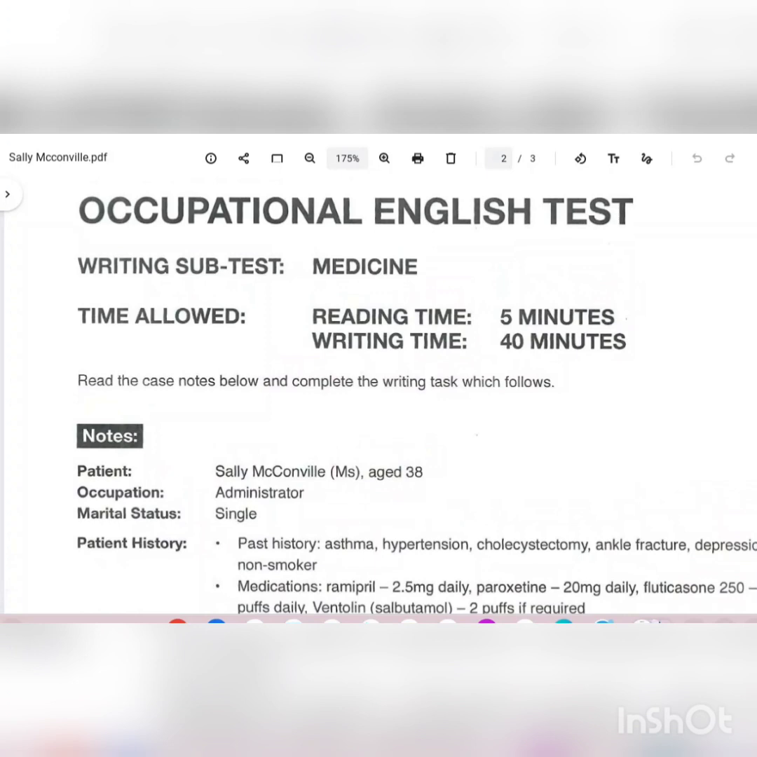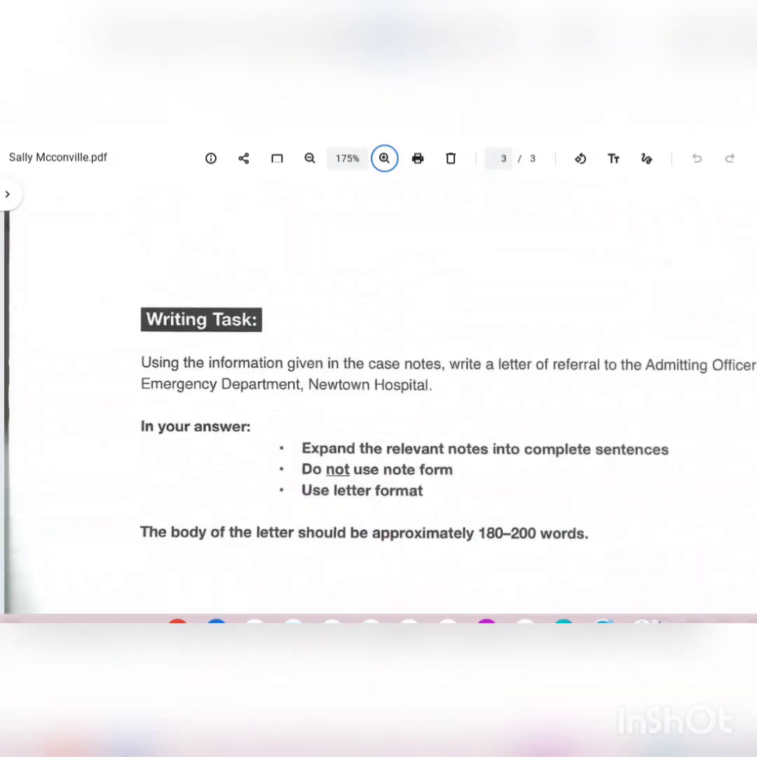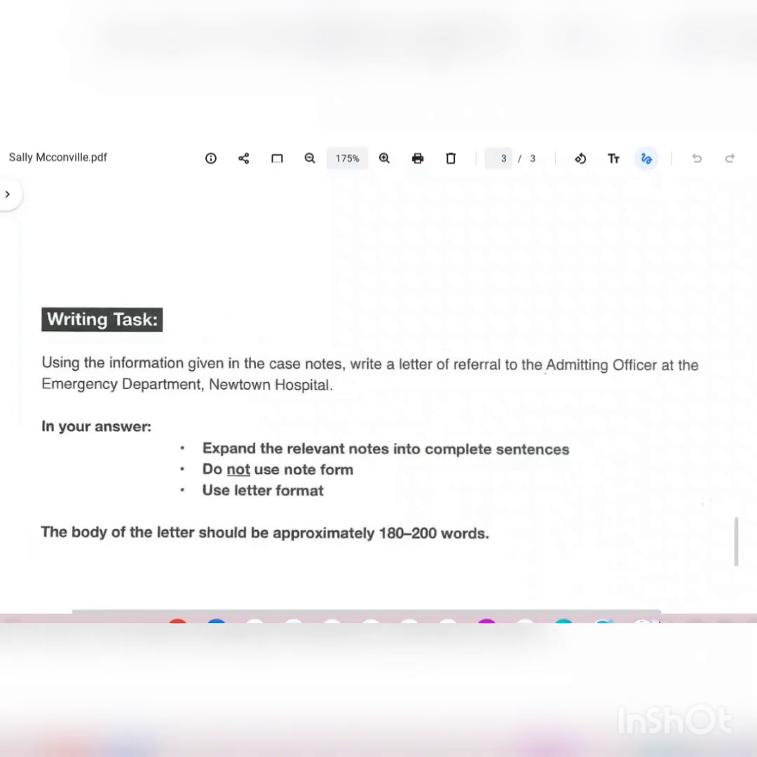Case note discussion for Sally McNoville. And so we'll see first what is actually important as soon as you get your case note with you. So what you're going to do is check what is important, that is our writing task. Using the information given in the case notes, write a letter of referral. It is clearly mentioned that it is a referral letter.